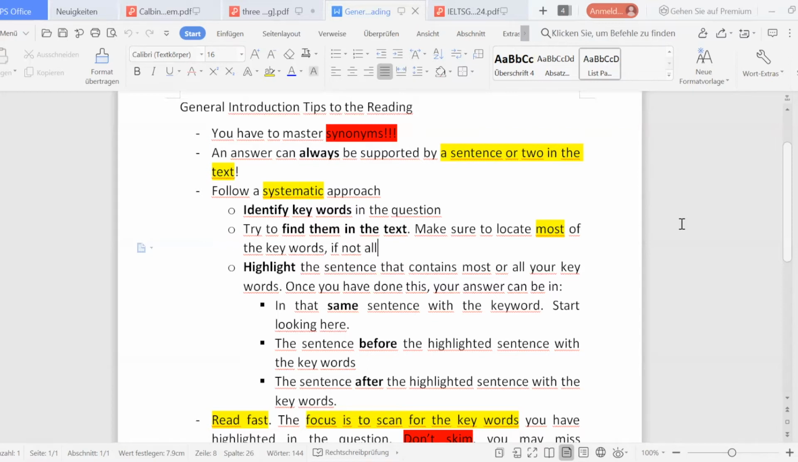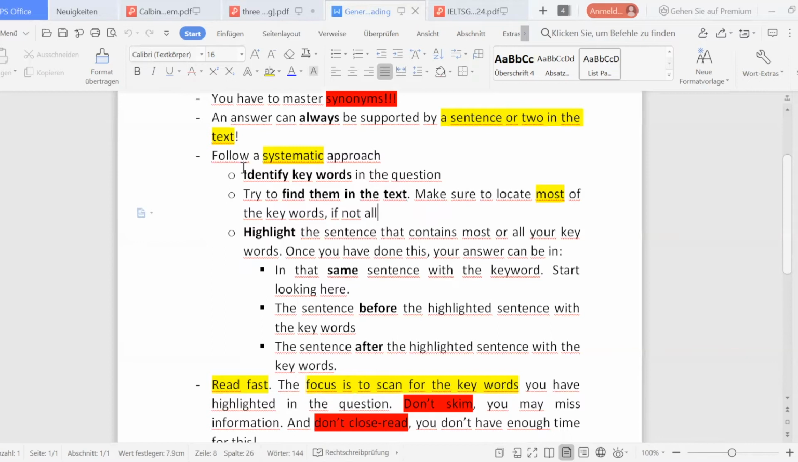The second point I will mention is your answer can always be supported by a sentence or two in the text, okay? So this is really important. Your answer can be supported by a sentence or two in the text. So do not pick an answer if you do not have any supporting sentence in the text. Third point, follow a systematic approach. A systematic approach, I've touched on it in the beginning.